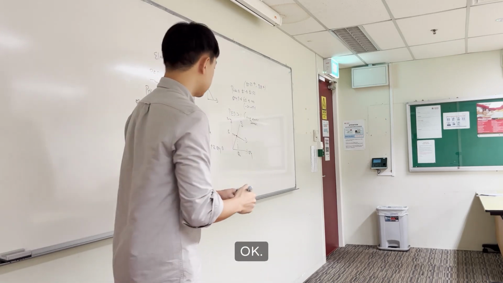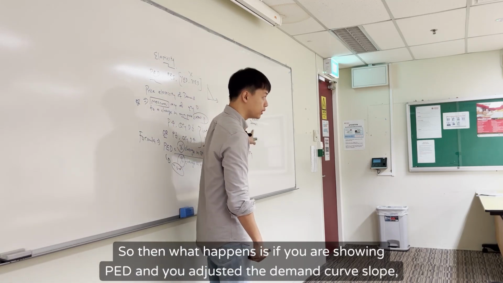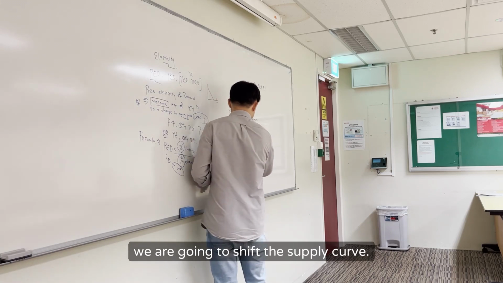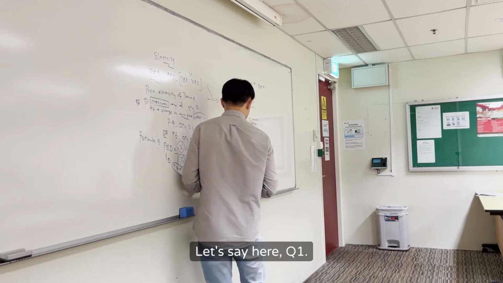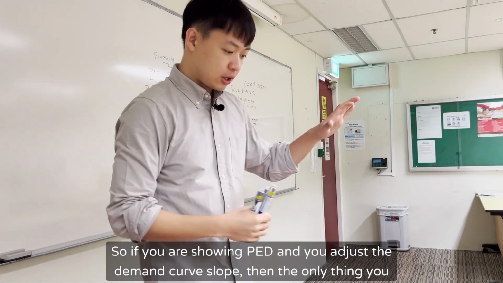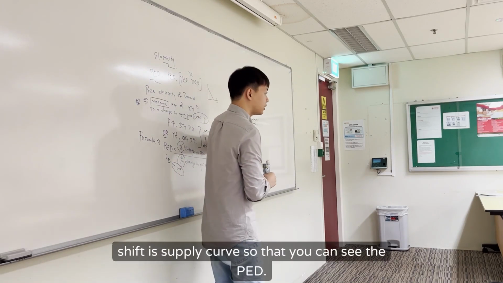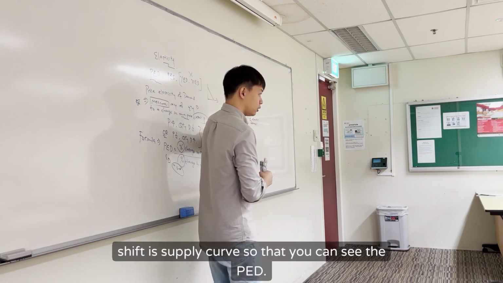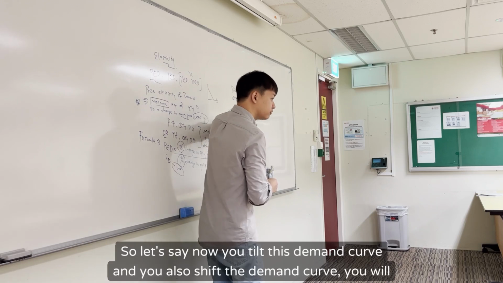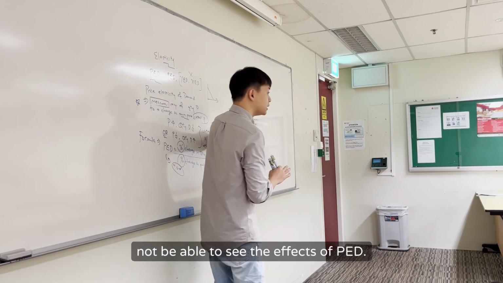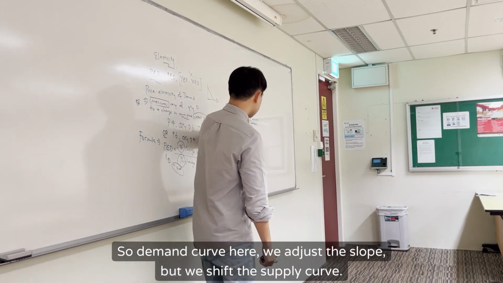If you are showing PED and you adjusted the demand curve slope, we are going to shift the supply curve. Let's say here, P1. So if you are showing PED and you adjust the demand curve slope, the only thing you shift is the supply curve, so that you can see the PED. If you tilt the demand curve and you also shift the demand curve, you will not be able to see the effects of PED. You know what I'm saying? As you go along, you get more familiar. So for the demand curve here, we adjust the slope.